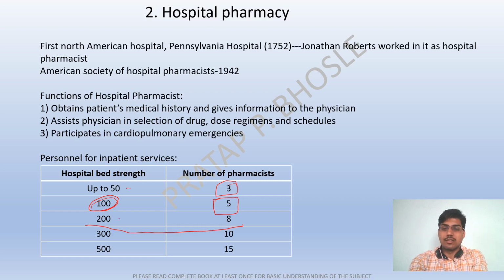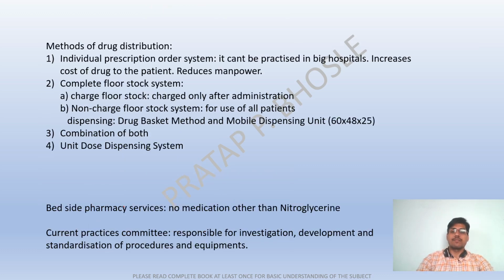Questions on more than 300 beds are not likely to be asked. Either they will ask up to 50 or 100 bed strength. So remember, it's increasing 3, 5, 8, for 50, 100, 200. Okay, next, methods of drug distribution. What are the methods of drug distribution?